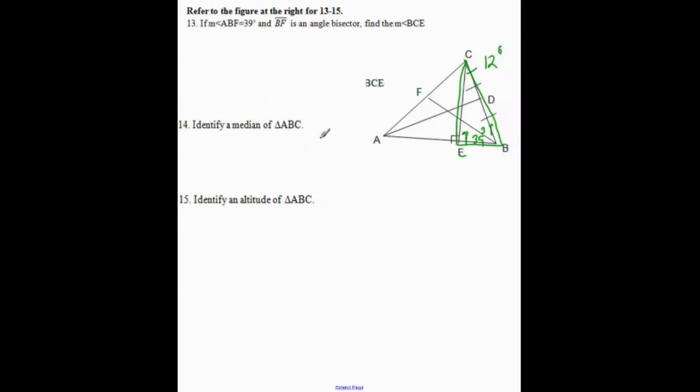Identify a median. So let's take a look at this. Let's find a median here. I'm going to erase all this. Median is where they are equal, and you come from a vertex. So AD is the median. Identify altitude. It needs to have this symbol right here. So CF is the only one that we have that comes from a vertex. Next problem.